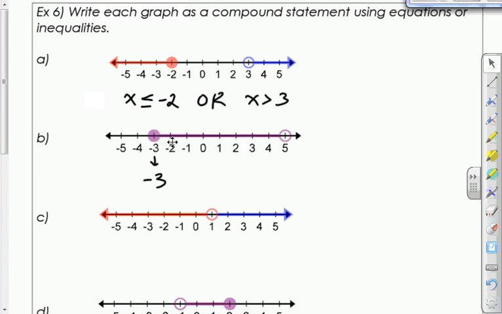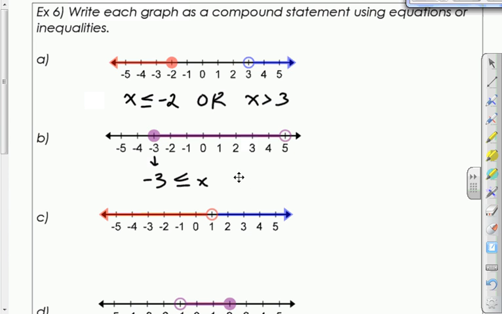And the shading then goes to the right. So we're looking for numbers, values of x, that are greater than or equal to -3. Now, I've written that with the x on the right side. The reason I've done that is because we're going to write a compound inequality here using x one time. So this still means x is greater than or equal to -3.